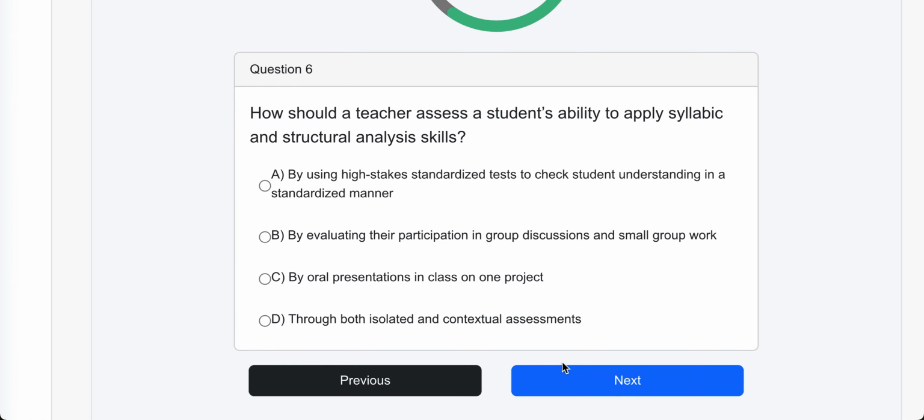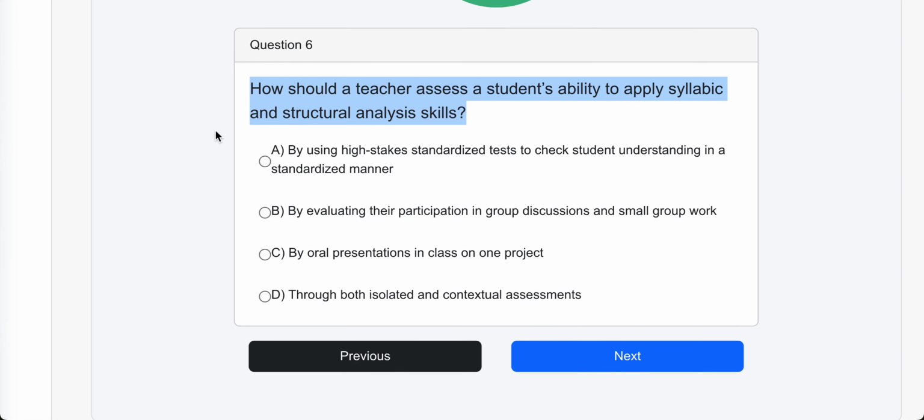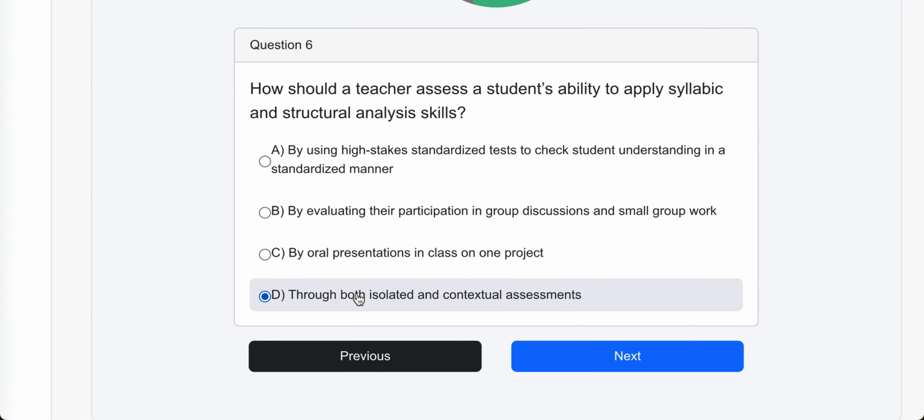Moving on to question number 6. This reads, how should a teacher assess a student's ability to apply syllabic and structural analysis skills? All right. Effective assessment of these skills requires evaluating. It requires us as the teacher to evaluate both words in isolation as well as words in application or in context of reading. And for that reason, we're going to go ahead and select answer option D.